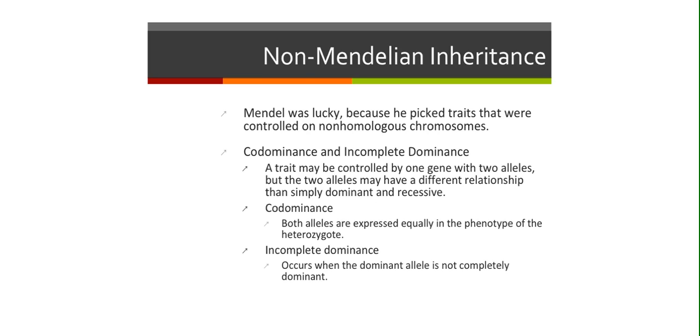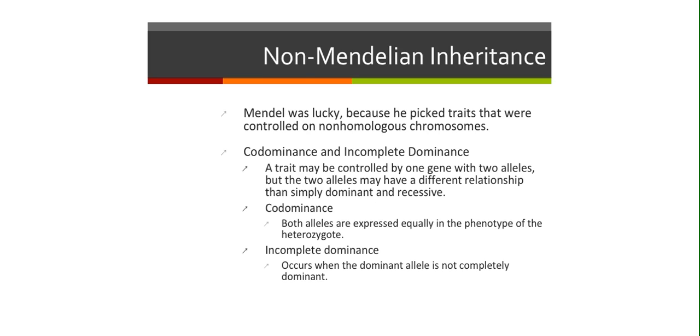The first thing I want to mention is that Mendel was super lucky. He didn't know anything about chromosomes, but what he did do was happen to pick traits that were not on homologous chromosomes, meaning traits that were not inherited with one another. So, for example, when he picked color versus pod form, those were non-homologous traits. So he could very well see the two traits independently of one another.